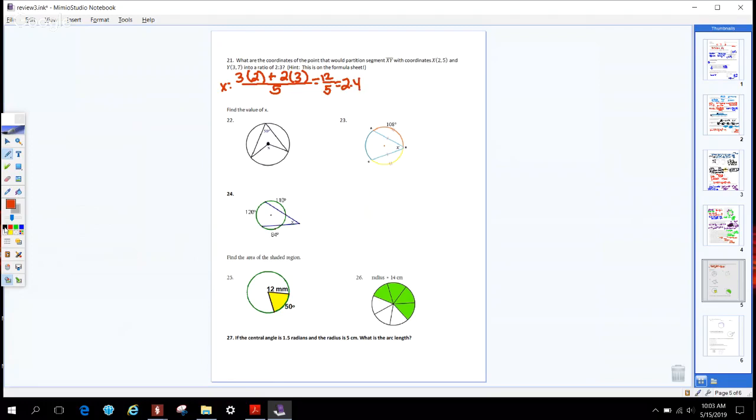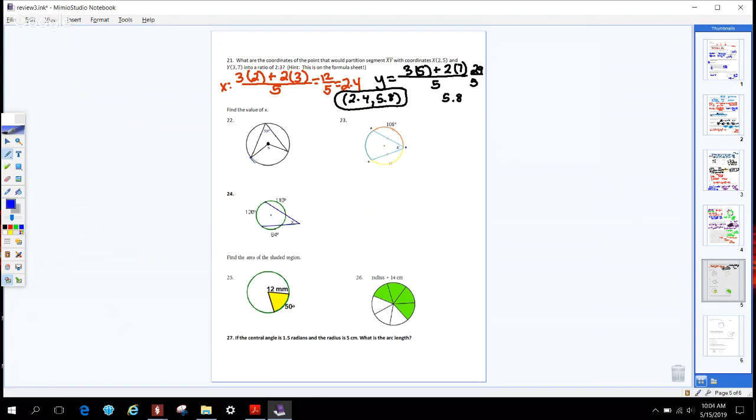Then you have to find your y. Again, B3, A5, or I'm sorry, Y1. A is 2, Y2 is 7. 15 plus 14 is 29. So you get 5.8. Hold on. So you have 2.4 and 5.8 is your answer. And it's okay if you get decimals, no big deal.